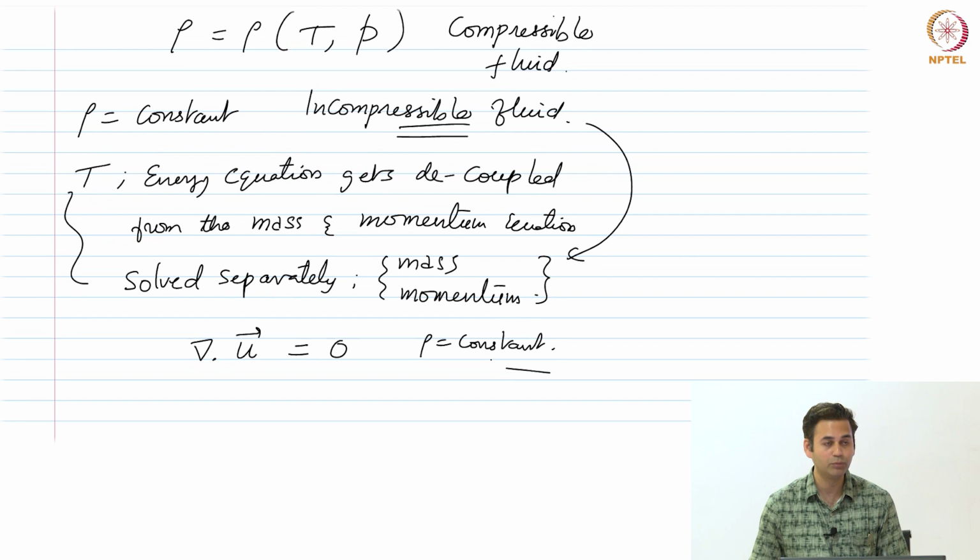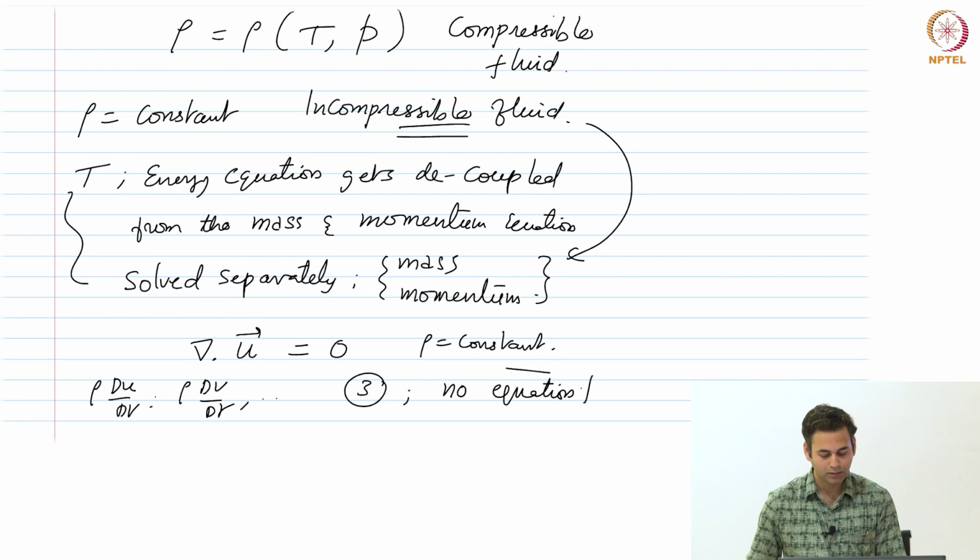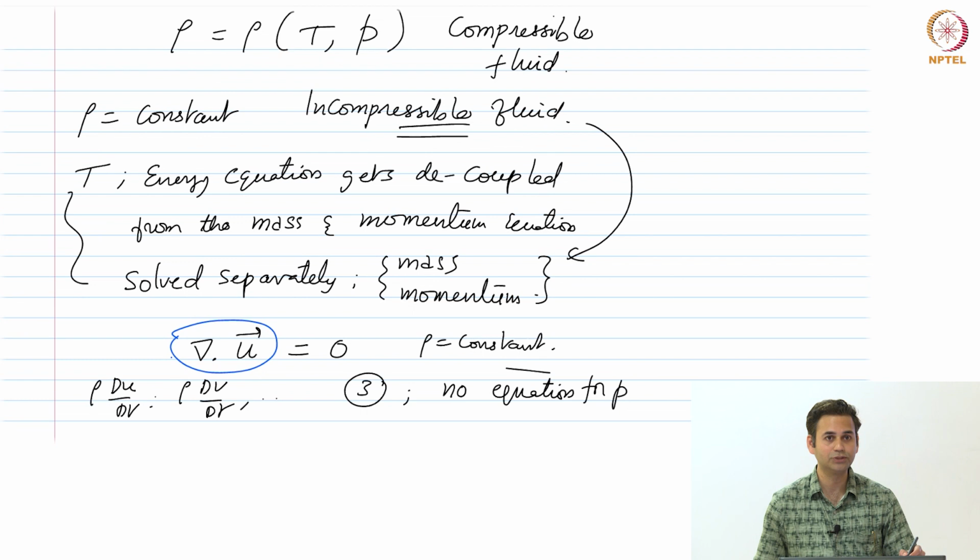And what we'll see is that this will bring about another significant change, which is that you have 3 equations of momentum, rho du dt, rho dv dt, and so on, right? You have these three equations and you end up with no equation for pressure, okay? So the equation for pressure is only another equation in terms of velocities, okay? As a result, the solution procedures for incompressible flows are quite different from the solution procedures you have to adopt for solving a compressible flow, okay? That is what we are going to see in the rest of this course when we come to the solution of fluid flow equations for incompressible flows, okay? Questions till now? Okay, so let's move on.